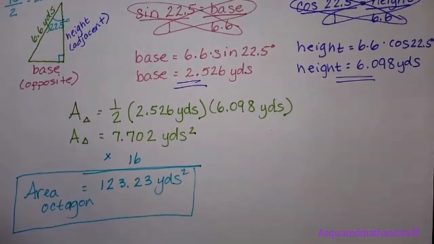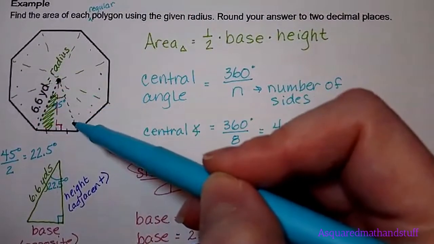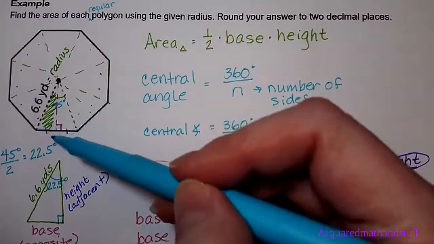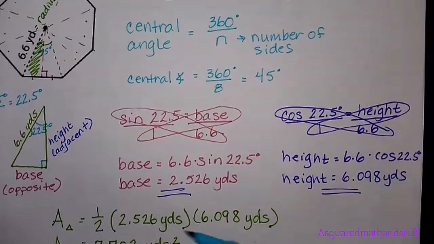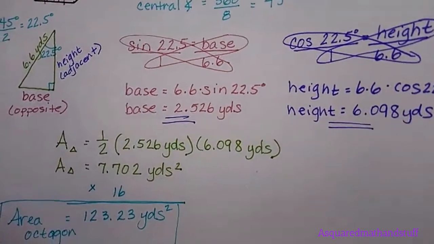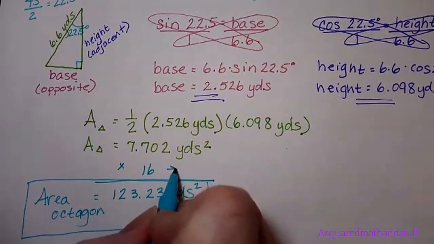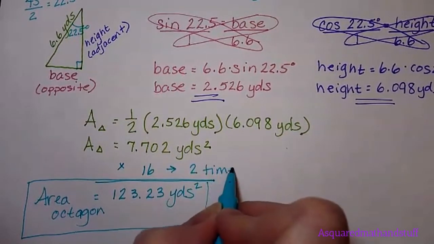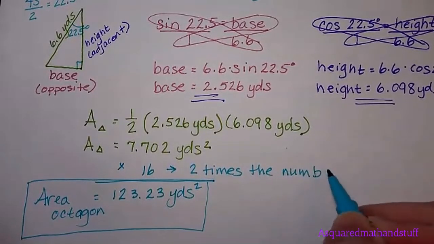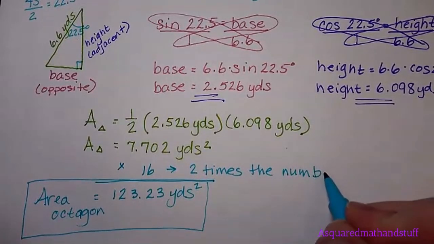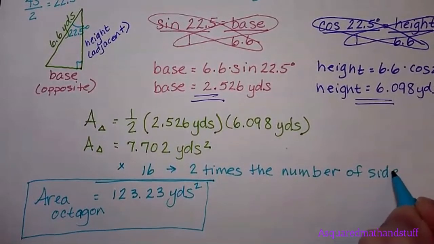All right, so recap. We were given a regular polygon. We divided it into the smaller triangles, but then we had to drop that height. Using sine and cosine, we figured out the base and the height, plugged those into the area formula for a triangle, and then multiplied it by 2 times the number of sides. Because we only worked with half of that larger triangle that we drew in at first. 2 times the number of sides.